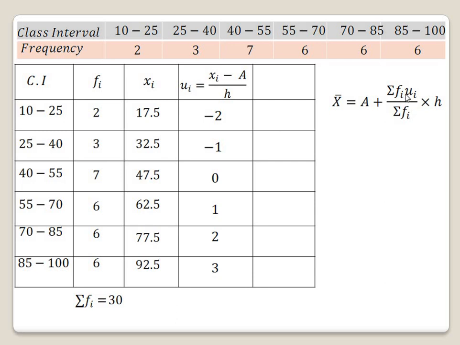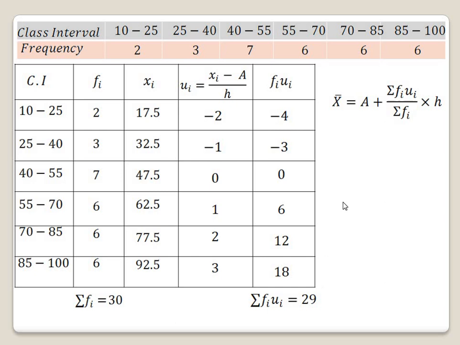Then we have to find fi into ui. That means we multiply fi and ui: 2 multiplied by minus 2 is minus 4. Next, 3 multiplied by minus 1 is minus 3. 7 multiplied by 0 is 0. 6 multiplied by 1 is 6. 6 multiplied by 2 is 12. And 6 multiplied by 3 is 18. Then we have to add all these fi ui values: minus 4, minus 3, 0, 6, 12 and 18. Therefore the sum of fi into ui is 29.